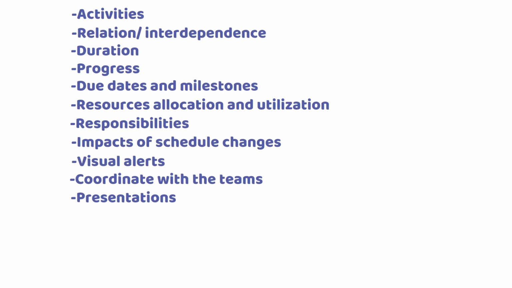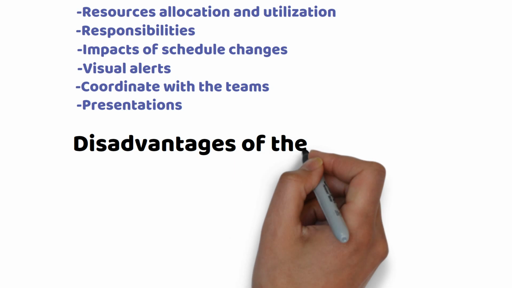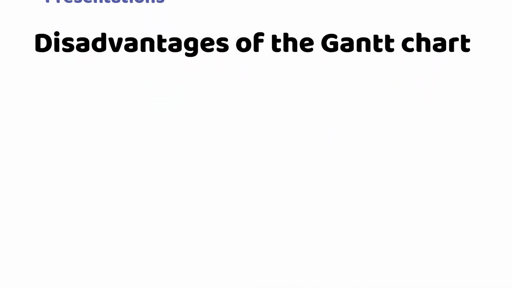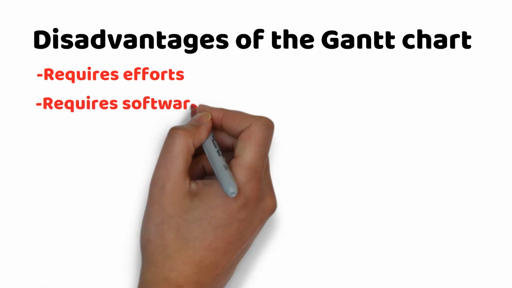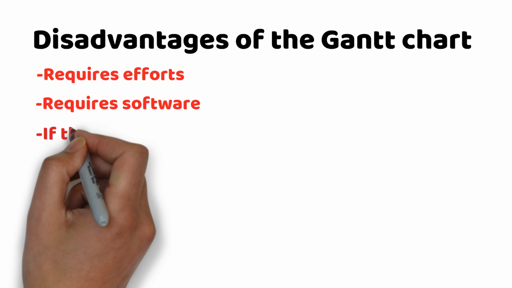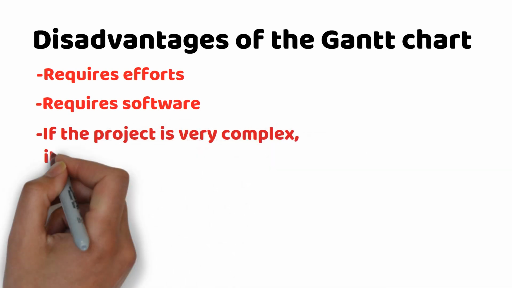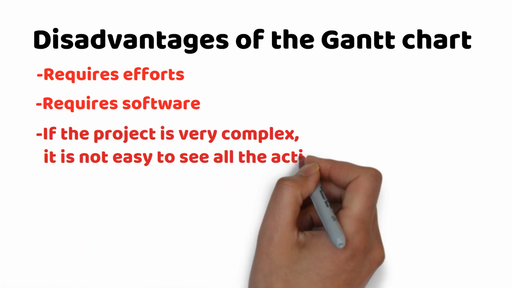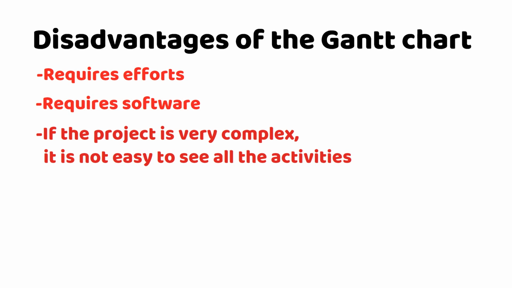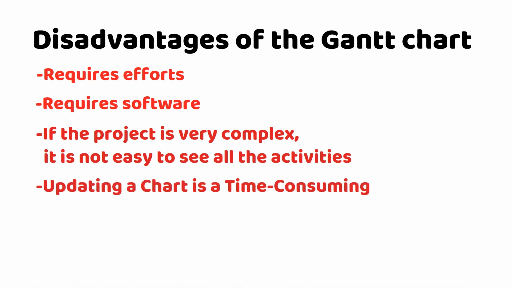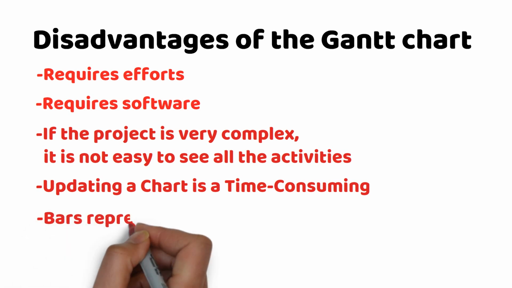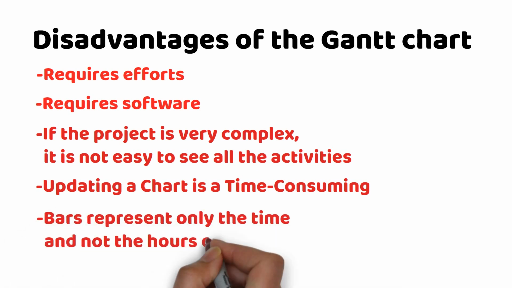However, there are certain disadvantages to using the Gantt charts. It requires efforts to create and manage the chart. It requires software to prepare the Gantt chart. If the project is very complex, it is not easy to see all the activities in one chart. Updating a chart is a time-consuming process. Bars represent only the time and not the hours of work.